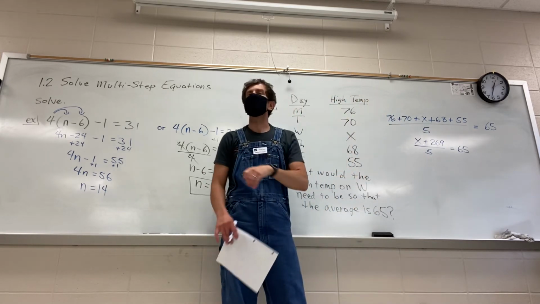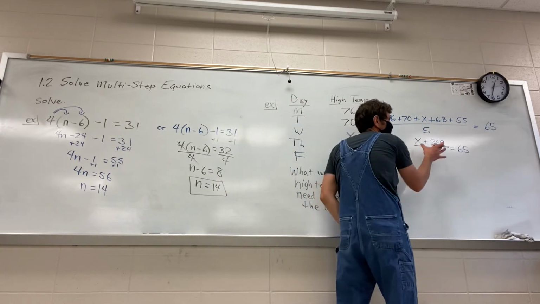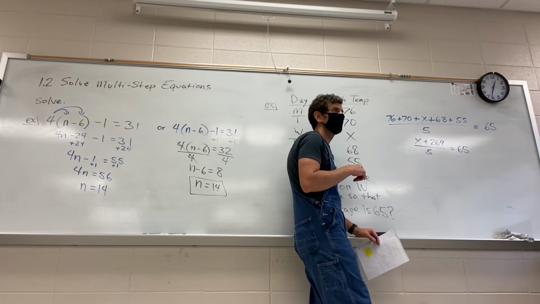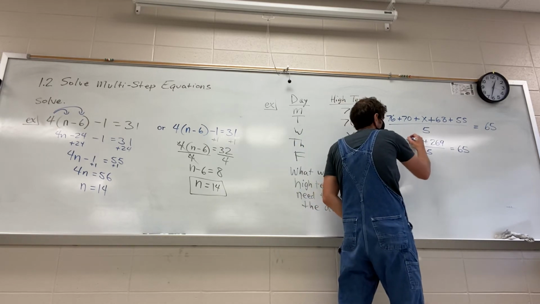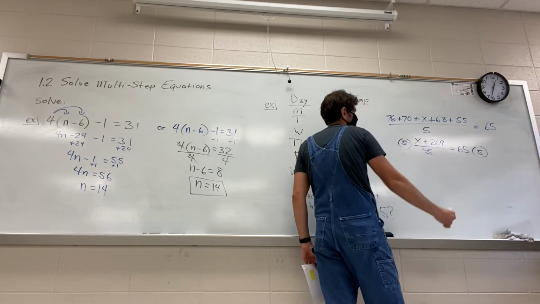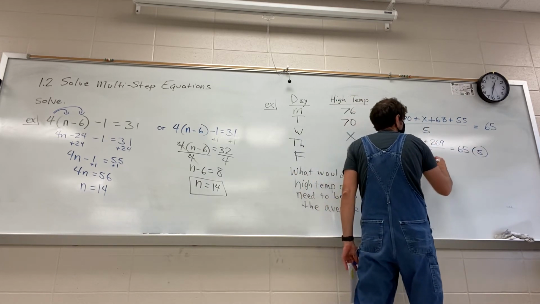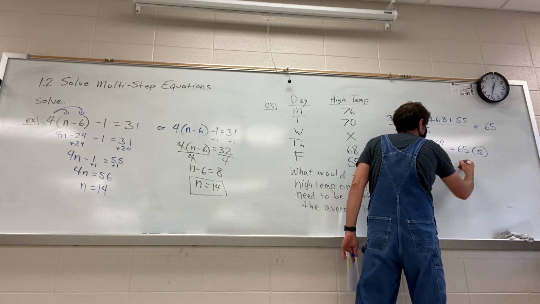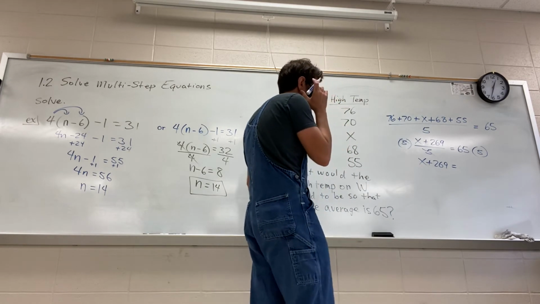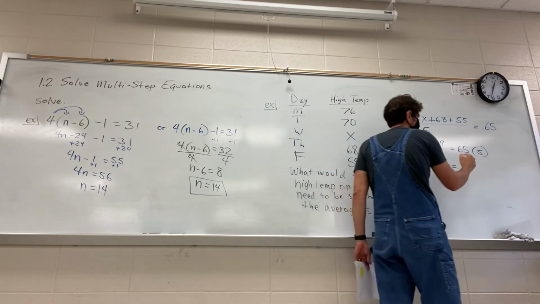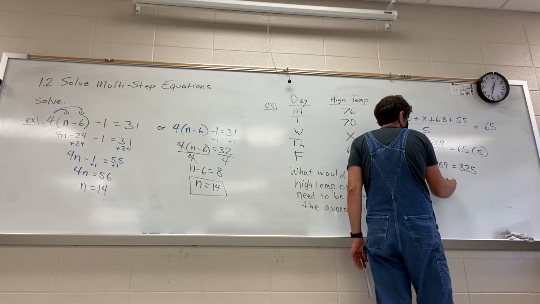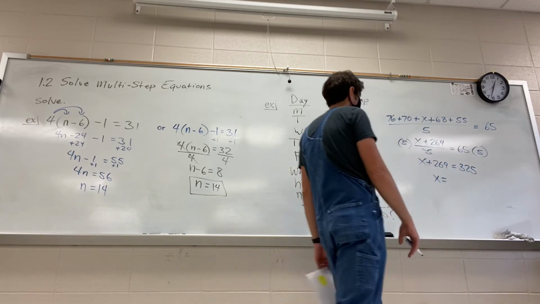I don't want to do it that way. Instead, I want to undo division by 5. How do you undo dividing by 5? Multiply by 5. Let's do it that way. Because now it's gone. We're left with x plus 269 is equal to a big number, 325. And we just have to do the subtraction property of equality and we'll be there.